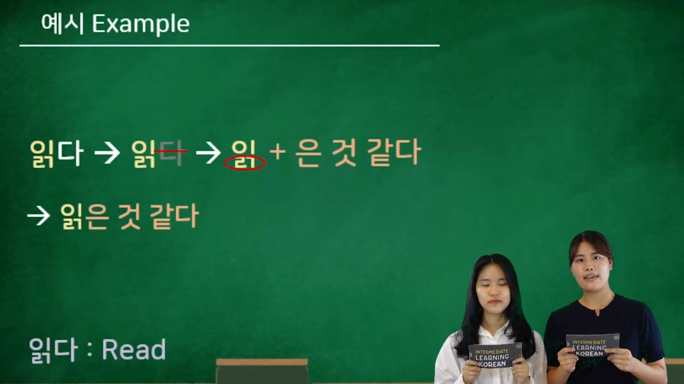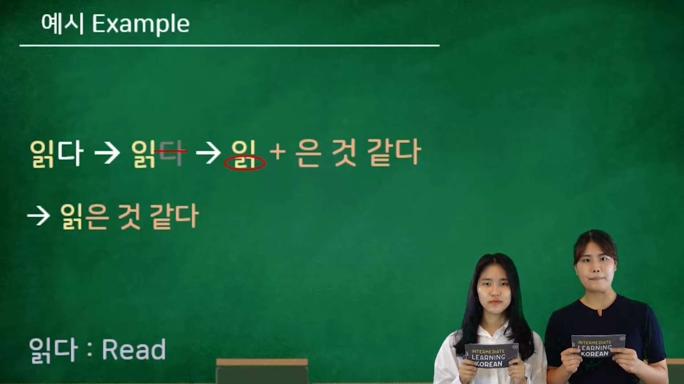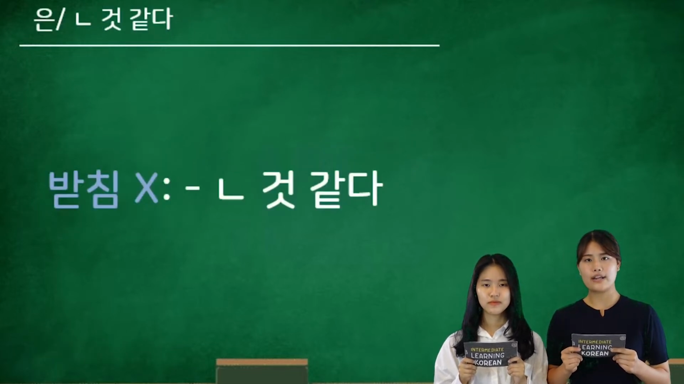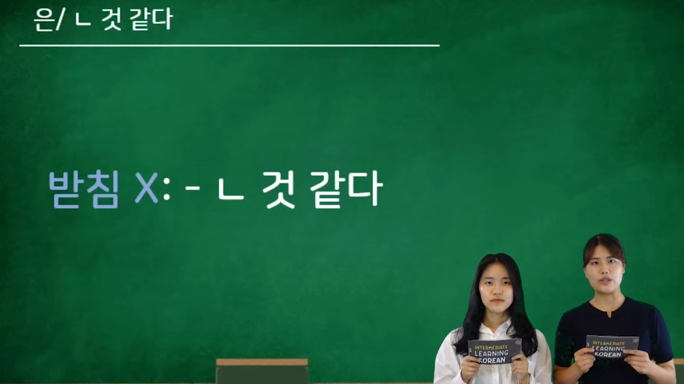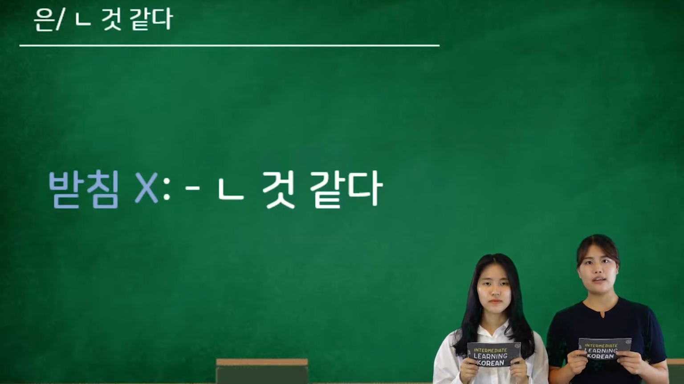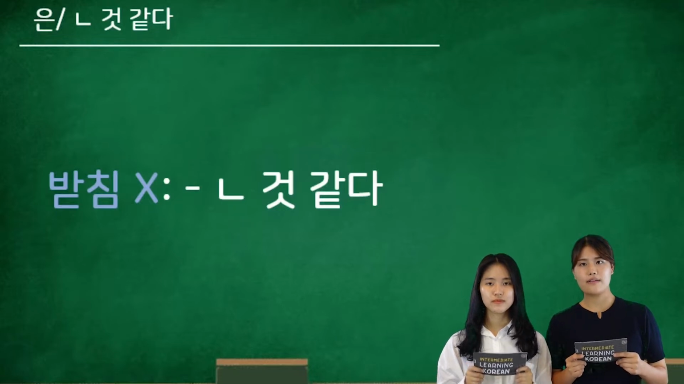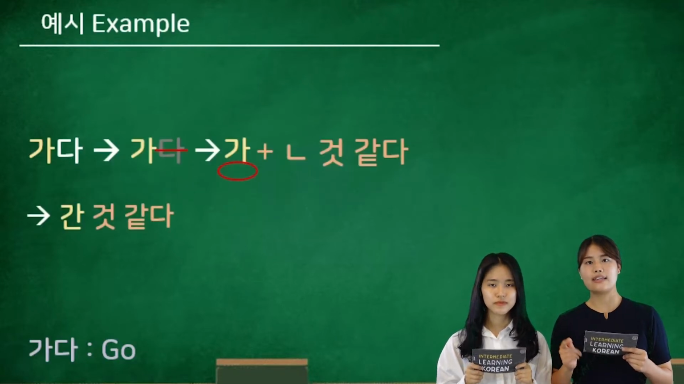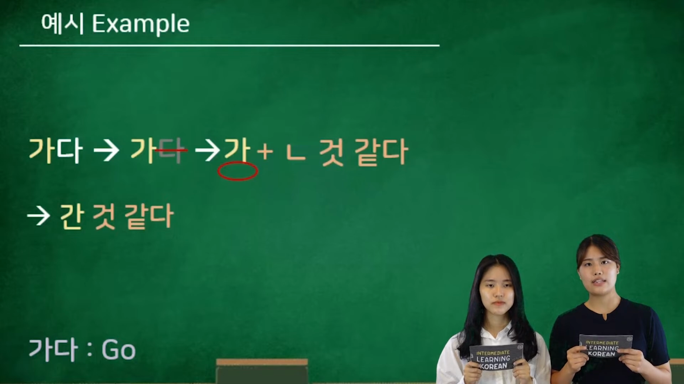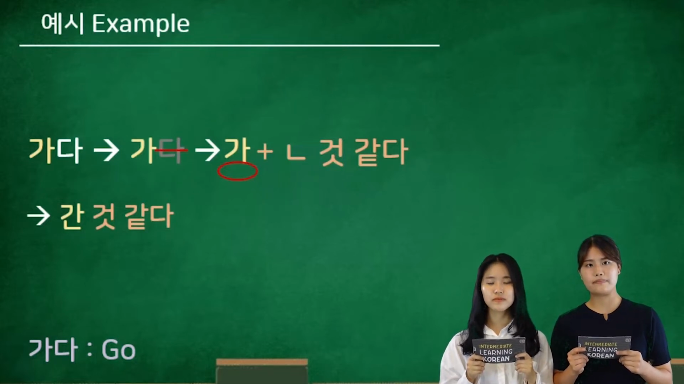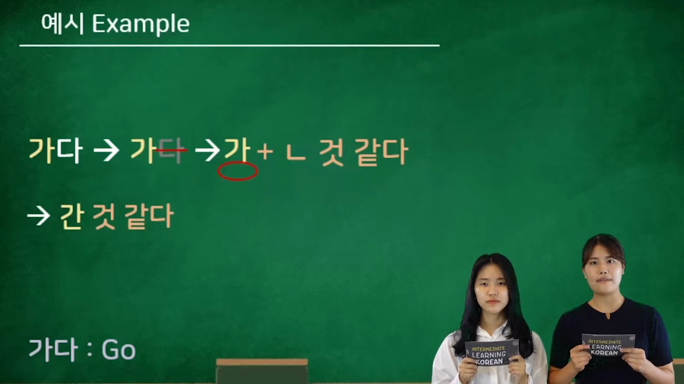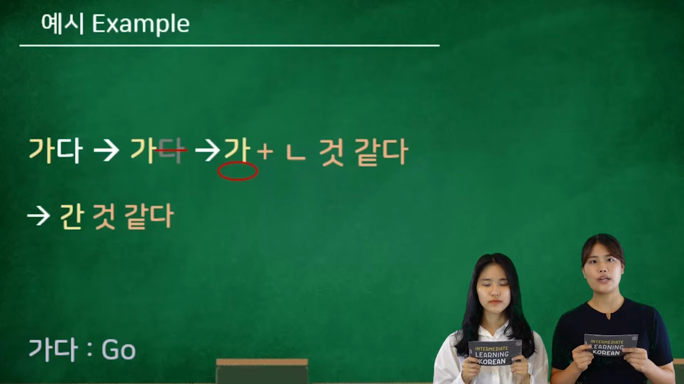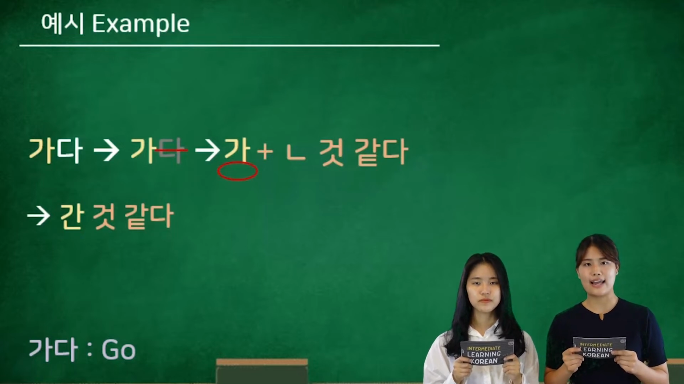Then I explain ㄴ 것 같다. When there is no final consonant in the stem, ㄴ 것 같다 is used. For example, if you see the verb 가다, first delete 다. So can you see that there is no final consonant in the stem of the verb? Then we can use ㄴ 것 같다 after it. So it becomes 간 것 같다.